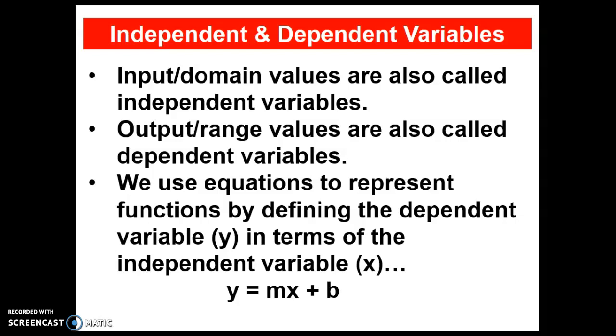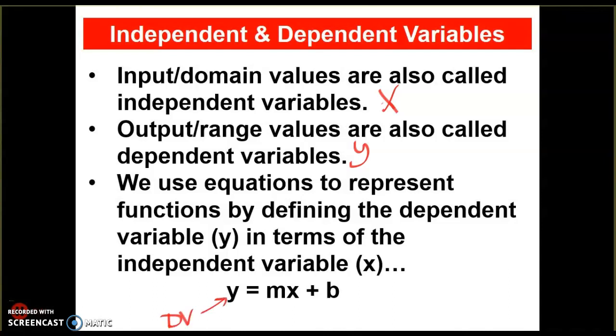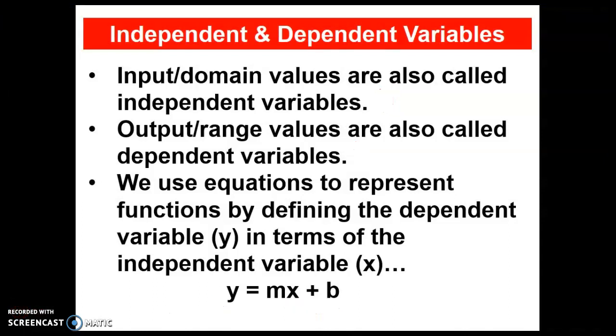We're still talking about our independent and dependent. Independent talks about the input, the domain. That is talking about all of your x values. The output, the range, that is talking about your y values. And then when we talk about this equation, we're talking about the dependent variable y in terms of the independent variable x. So understand this is our dependent variable, and this is our independent variable. So as we go through here, think about what is depending on the other one and which one can stand alone.